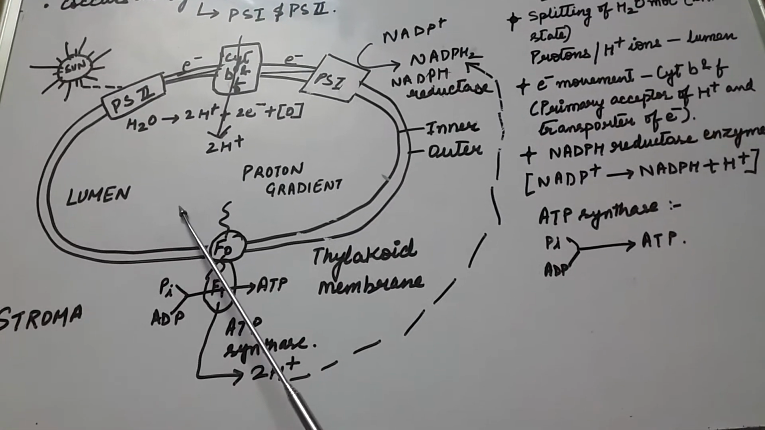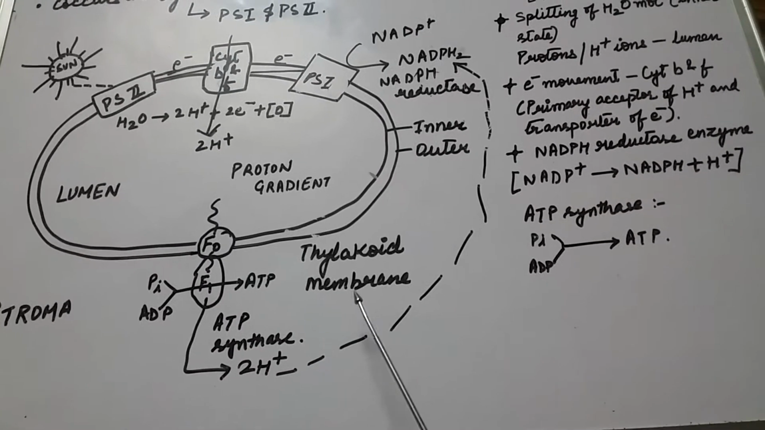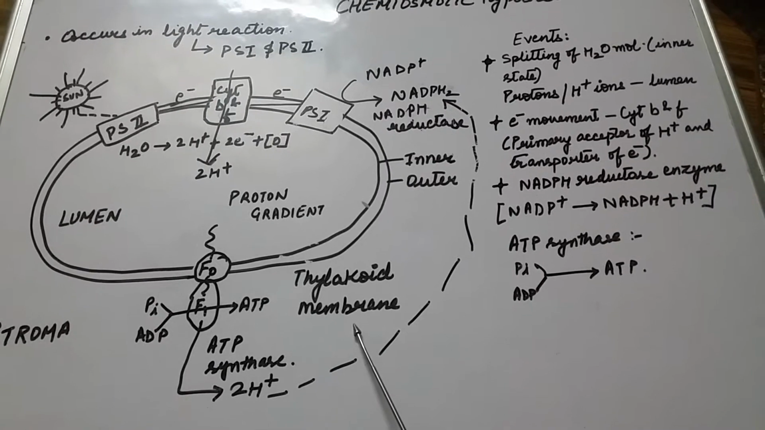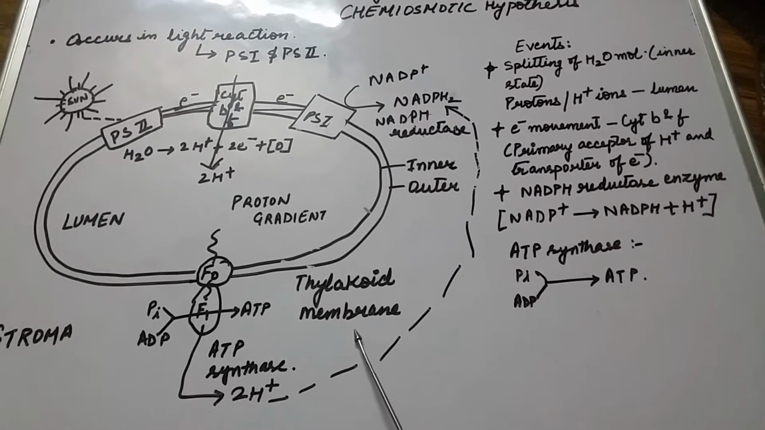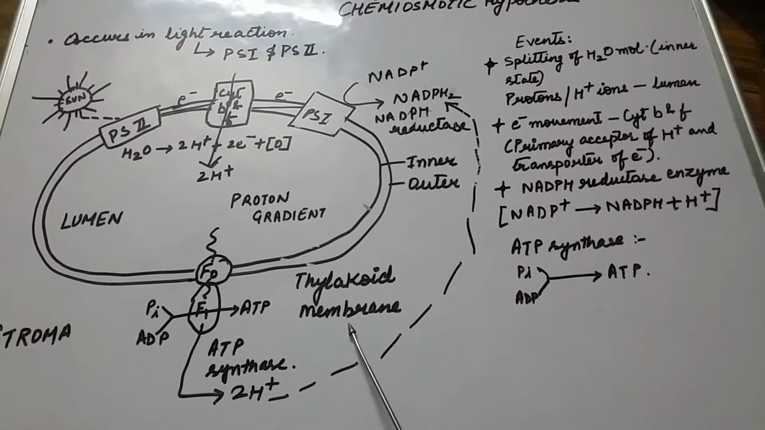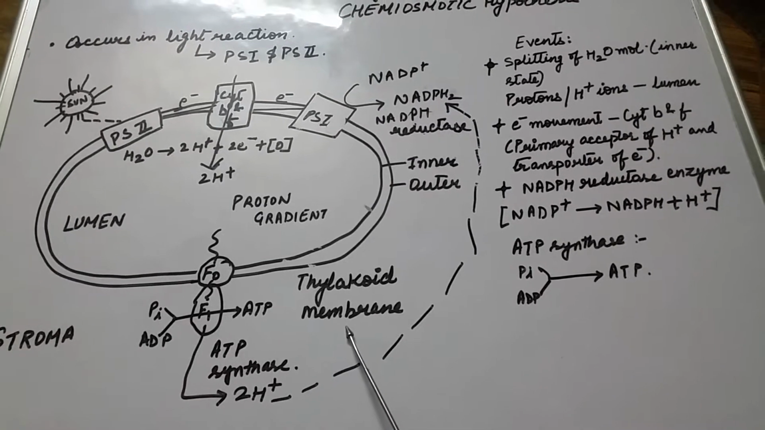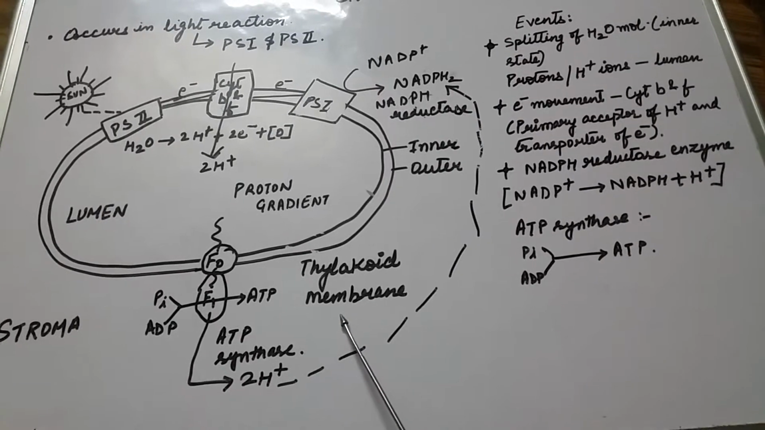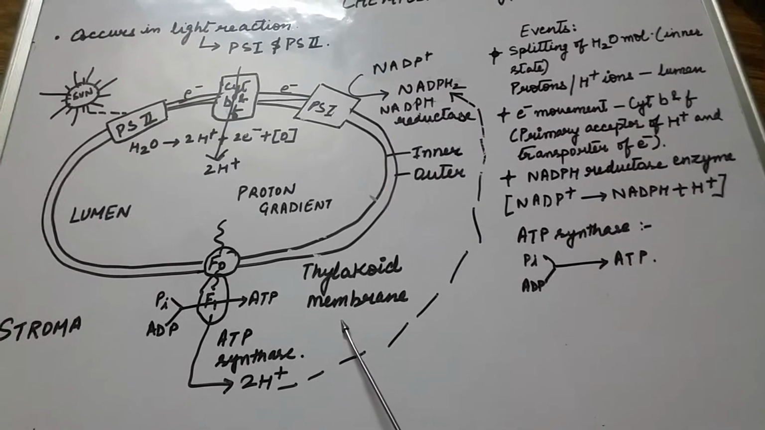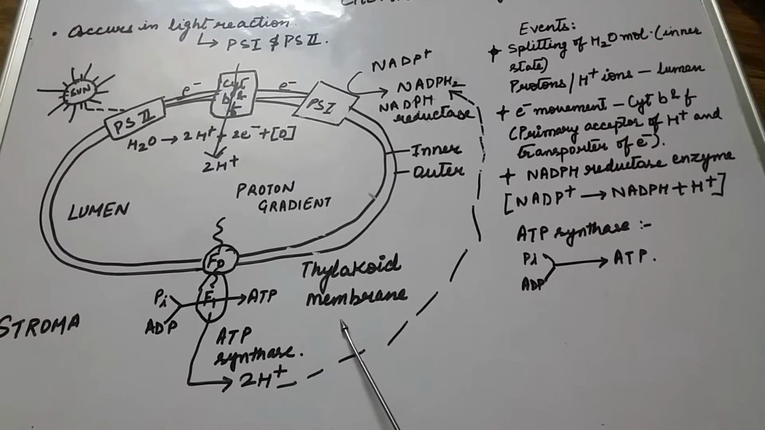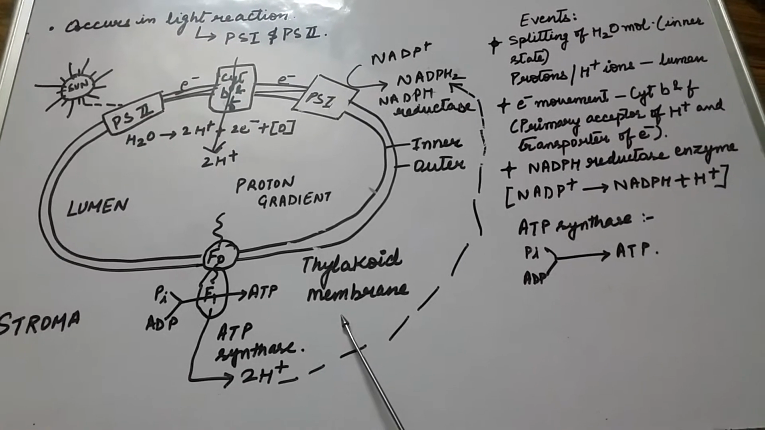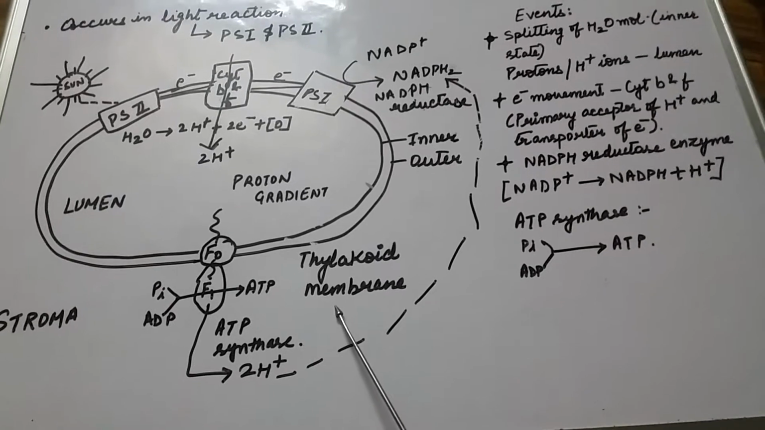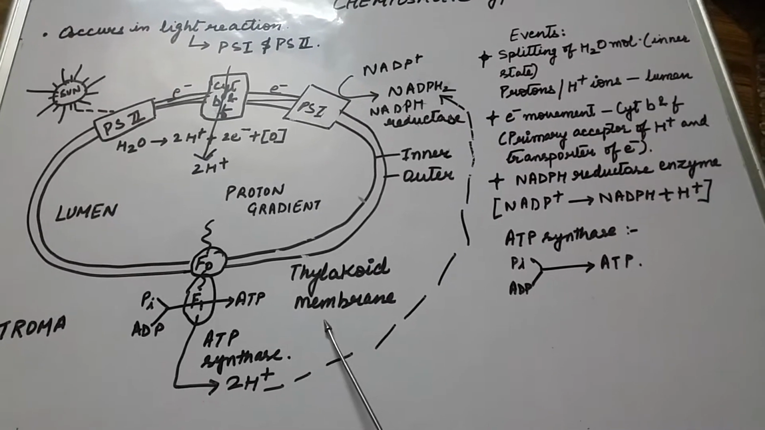This is the diagram of the thylakoid membrane. The mechanism of chemiosmosis occurs within the chloroplast, and within the chloroplast it occurs in the thylakoid, the structure that resembles a pile of coins. Within that pile of coins, that is the thylakoid, chemiosmosis occurs.